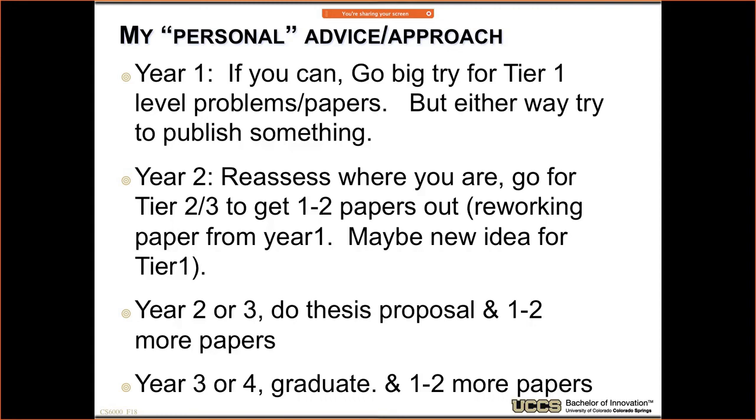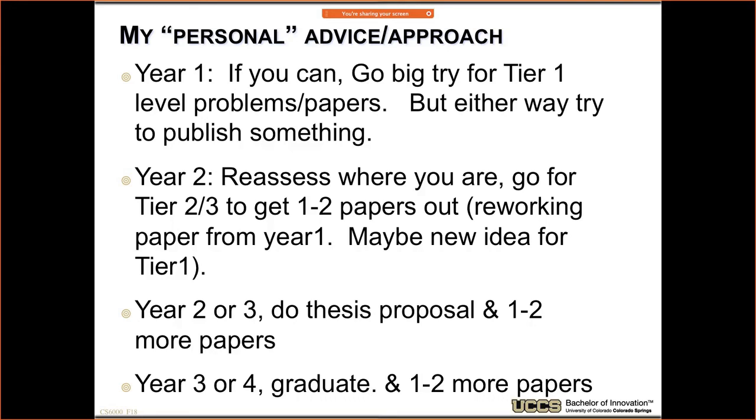Year 2, you're now 2/3 of the way through a 3-year PhD program. If you're doing it in 3 years, or approaching halfway, you've now got a balance. Reassess and take the papers that didn't get into the tier 1 in year 1, revise them, resubmit them, going for tier 2 and 3, or maybe trying again for tier 1 if you were close. Maybe generate a new idea for tier 1.